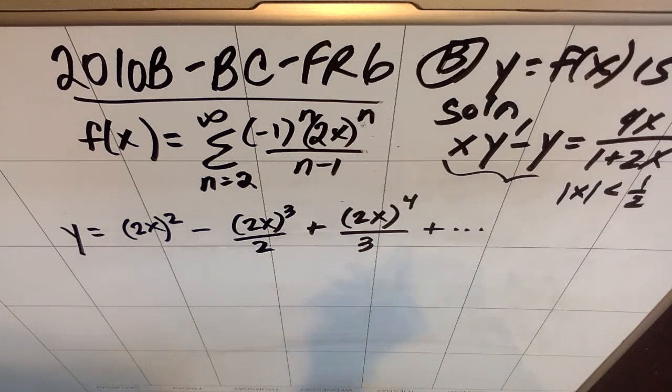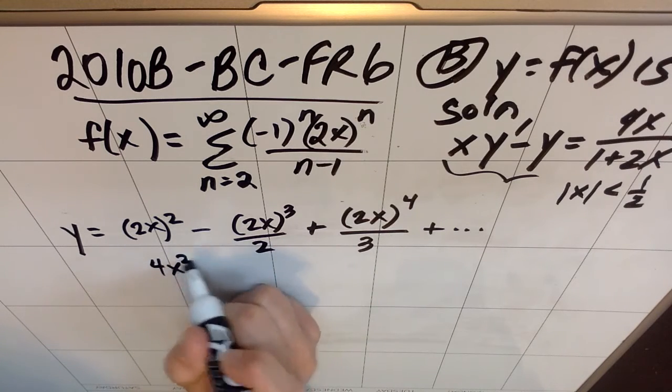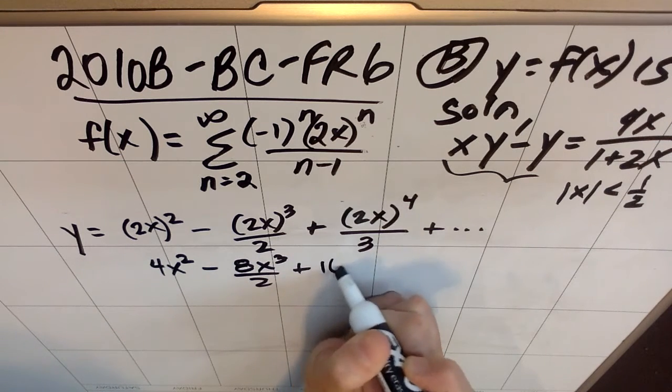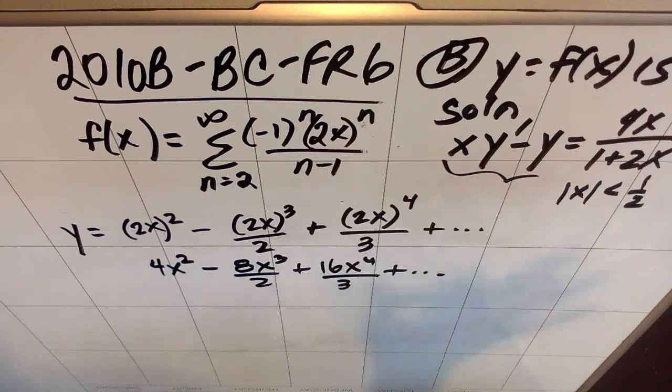Cool. If you want to clean this up, you can. That's fine, right? You can make this a 4x squared minus an 8x cubed over 2 plus a 16x to the 4th over 3 plus and so on. That's fine, if that helps.